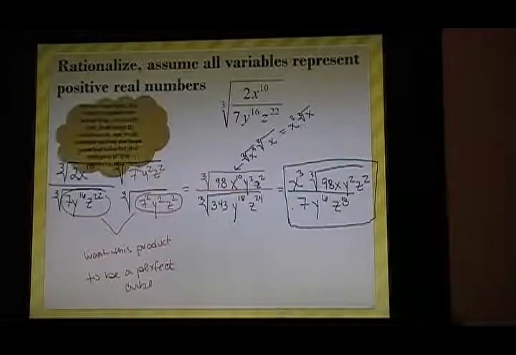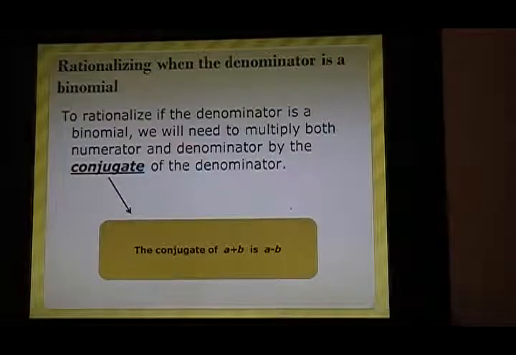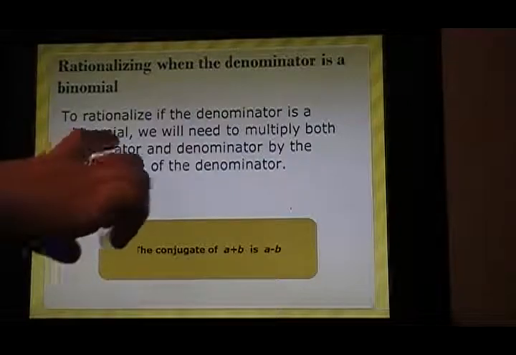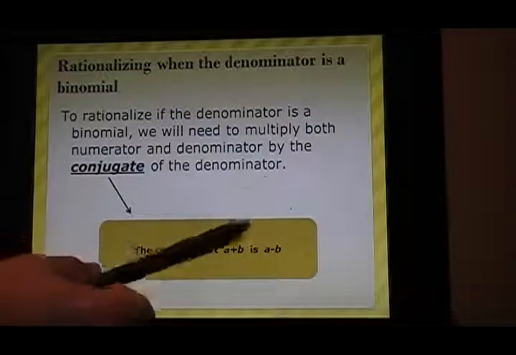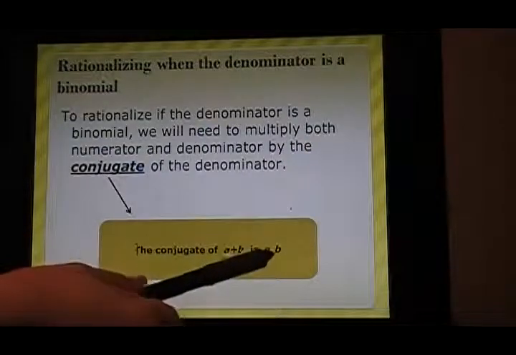The last thing we need to talk about in terms of rationalizing, everything that we've been dealing with so far, is rationalizing when we just have a single term in the denominator. We don't have any additions or subtractions. The next thing we're going to talk about is how we can rationalize if the denominator has two terms, if it's a binomial. And what you're going to need to do in order to rationalize if you have a binomial in the denominator is to multiply by its conjugate.